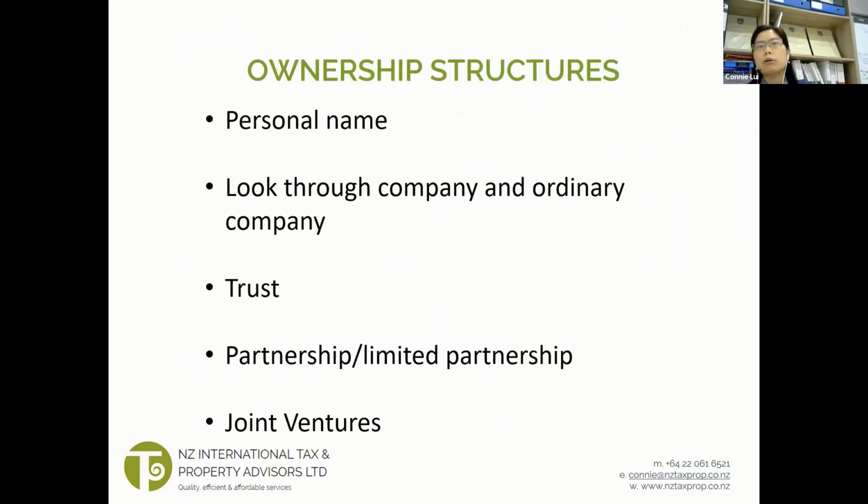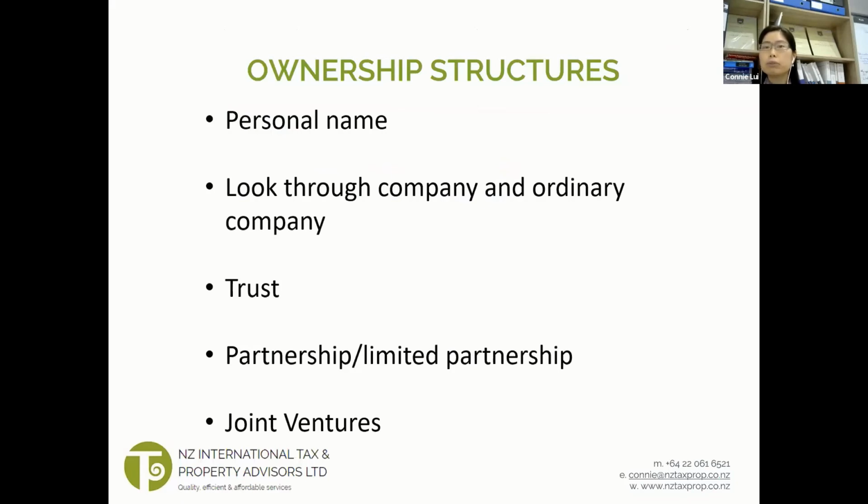The most common ownership structure that I've seen for property development is an ordinary company. Sometimes I've seen joint ventures. Other structures can be used, but the suitability is on a case-by-case basis. Taxpayers should consider short and long-term personal and business goals, and also weigh the cost and benefit of setting up that structure, because setting up a structure means there will be compliance costs on a yearly basis, potentially.